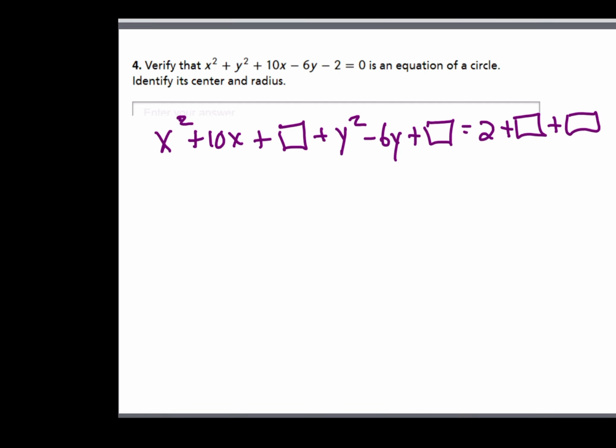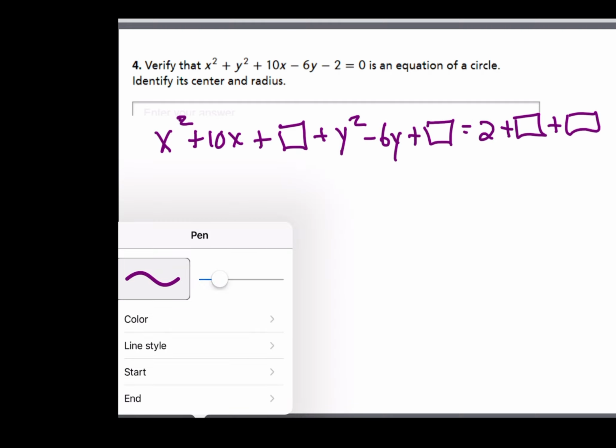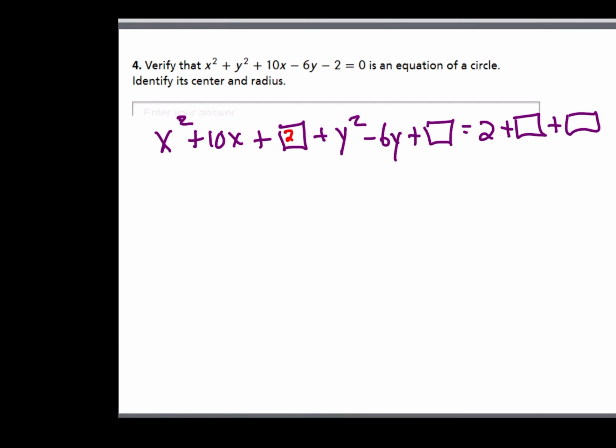Okay, so I rewrote it, putting my x's together, putting my y's together. Move the constant to the other side. Fill in the boxes. Half of 10 is 5. 5 squared is 25. So that means I put a 25 here, and I put a 25 on the other side. Half of 6 is 3. 3 squared is 9. So I put 9 in both of them.